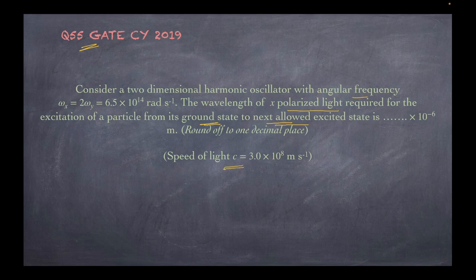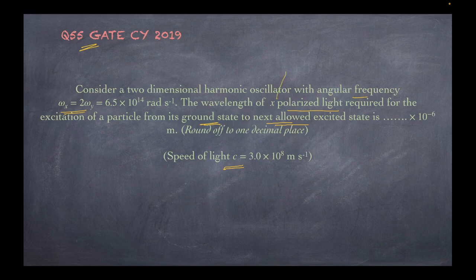So it is the problem about two-dimensional harmonic oscillator and the angular frequency of x direction, that means omega x, and the y direction is given, and the relationship between the omega x and the omega y is given, which is the omega x equal to 2 omega y equal to 6.5 times 10 to the power 14 rad per second. And also the wavelength of x polarized, so we have to find out the wavelength of incident light.